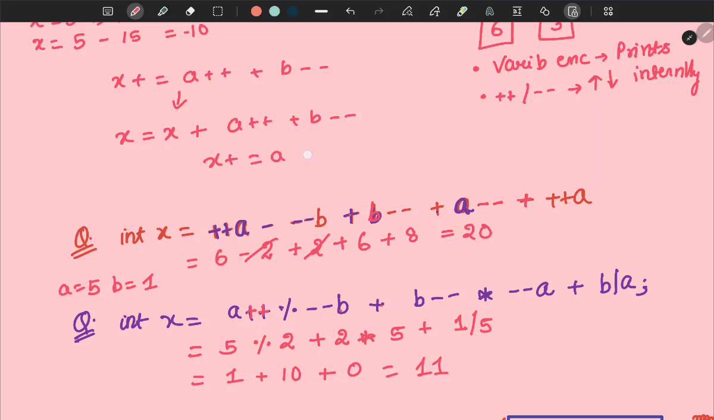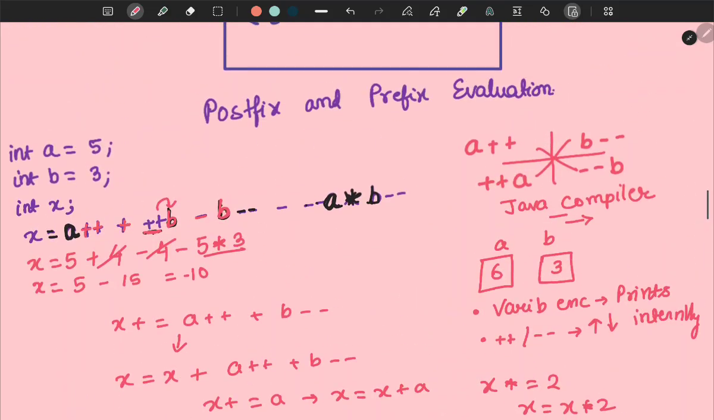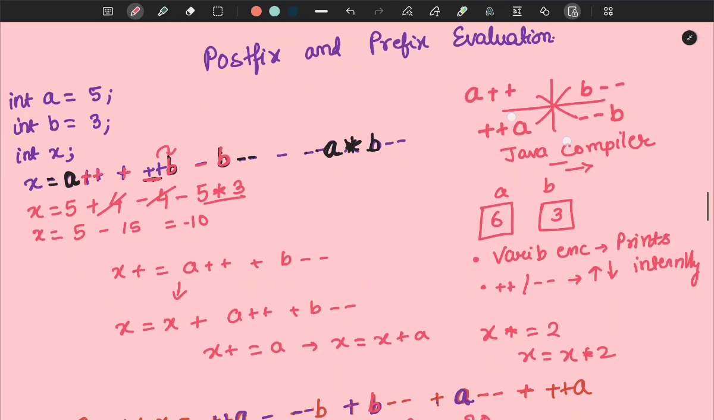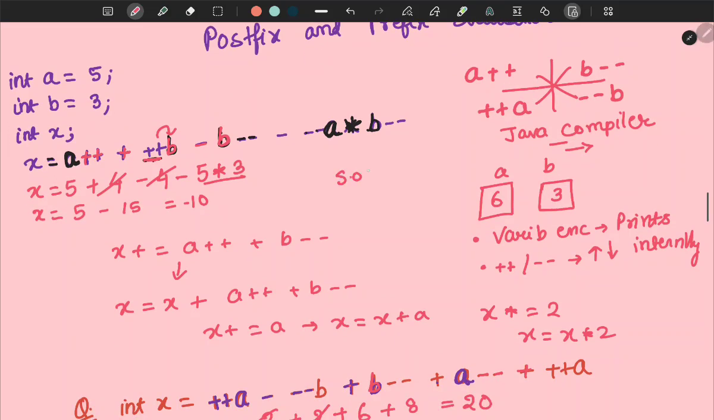X plus equals to a means what? X equals to x plus a. X into equals to 2 means x equals to x into 2. Okay, so I hope with this we are clear on how do we evaluate postfix and prefix. Okay, so these things you will find in your output based questions a lot, and also in your direct questions where you will have to solve this expression and give the final answer.